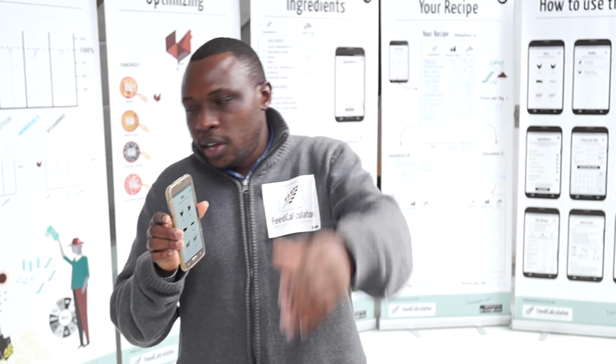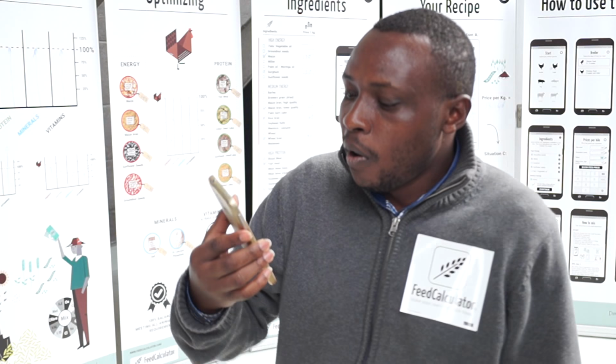Some people ask about the type. If you are a feed miller, select a feed miller. If you are a farmer, select a farmer. If you are an advisor, select advisor. But I am delighted to have you signing up.